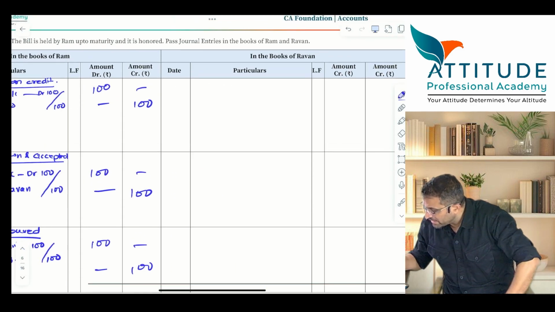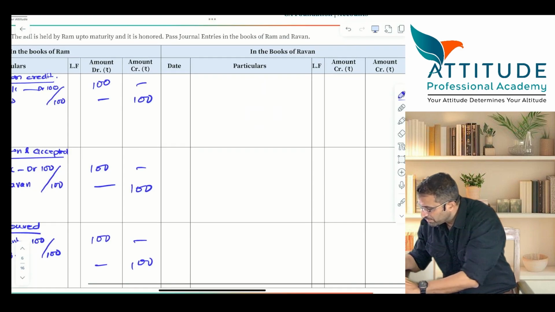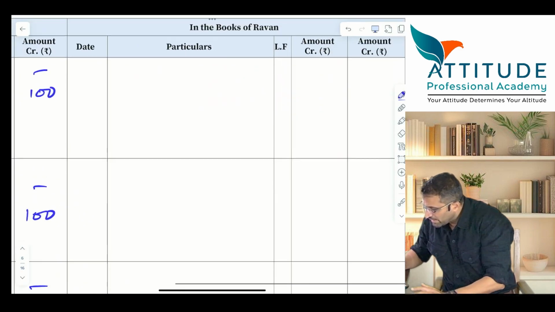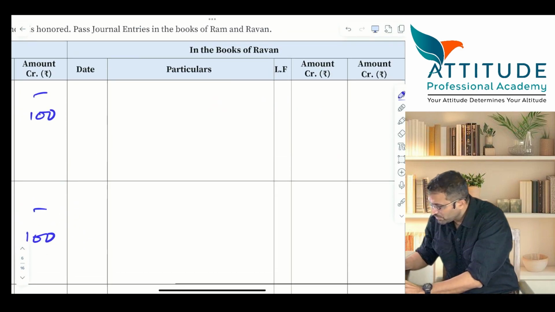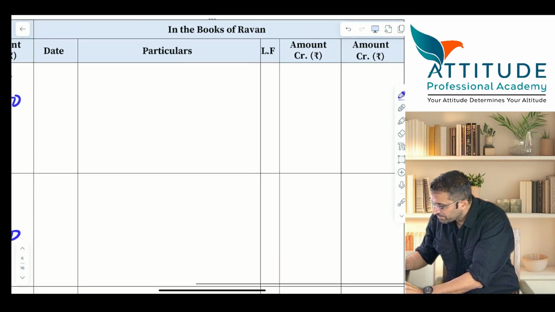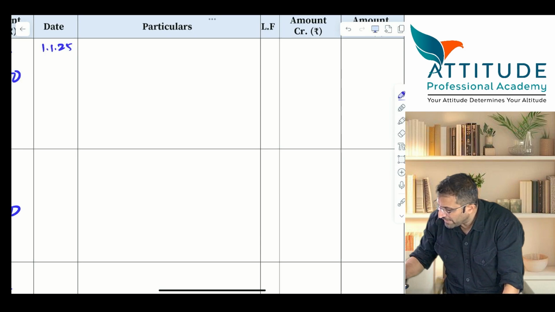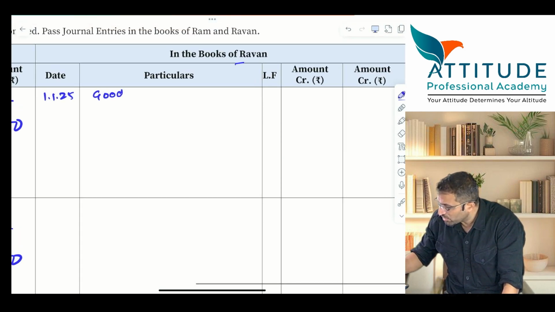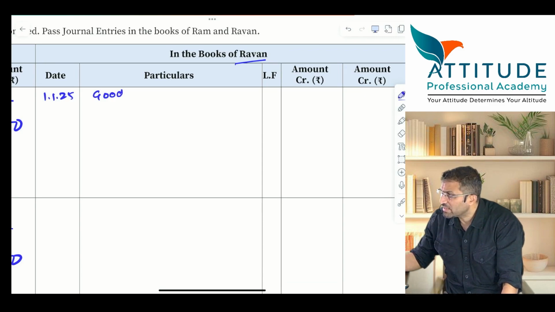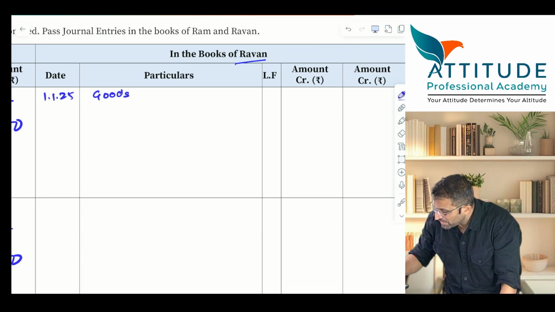Okay. Now tell me in the books of Ravan. Tell me. In the books of Ravan, what will be the entry? First, on 1/1/2025, goods. See, for me, no. It is in the books of Ravan. For me, it is sales or purchase? Purchase. Goods purchased on credit. Goods purchased on credit. Tell me the entry.